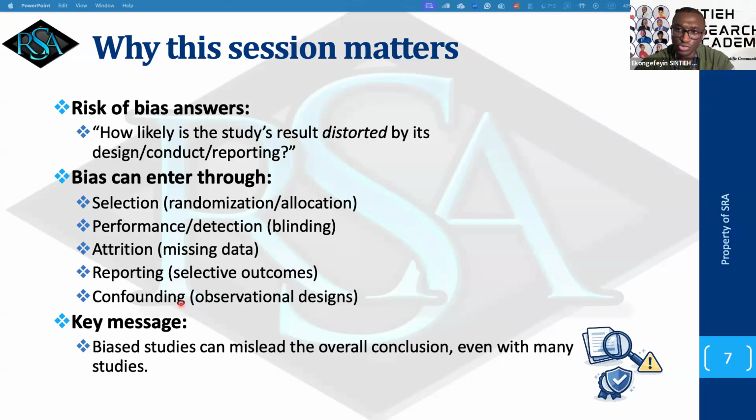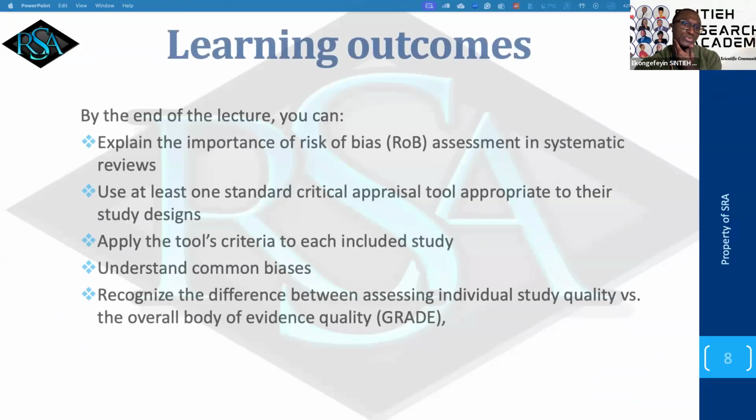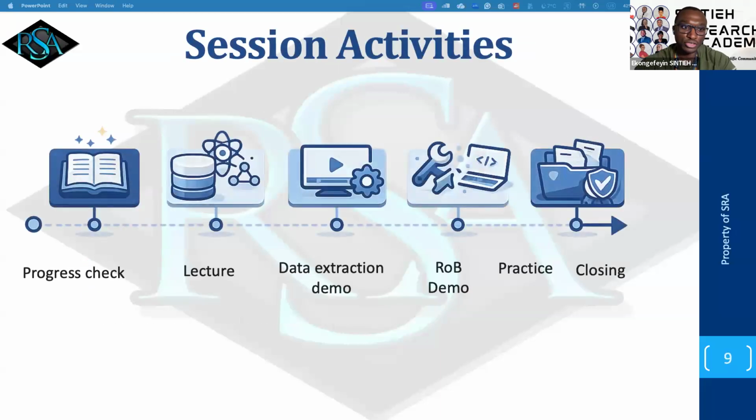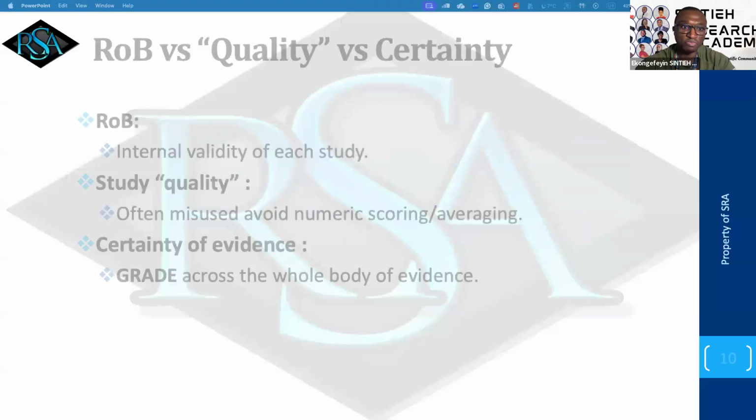So if a lot of studies did not say the right thing, then we'll conclude wrongly, even if we have 100 studies in our systematic review. So I hope this slide is clear, but I needed to say so. These are your learning outcomes, and we are going to practice that at the end of the lecture. And like I said earlier, we have progress check, lecture and then demo, and then we practice, and that's how the lecture is going to go.